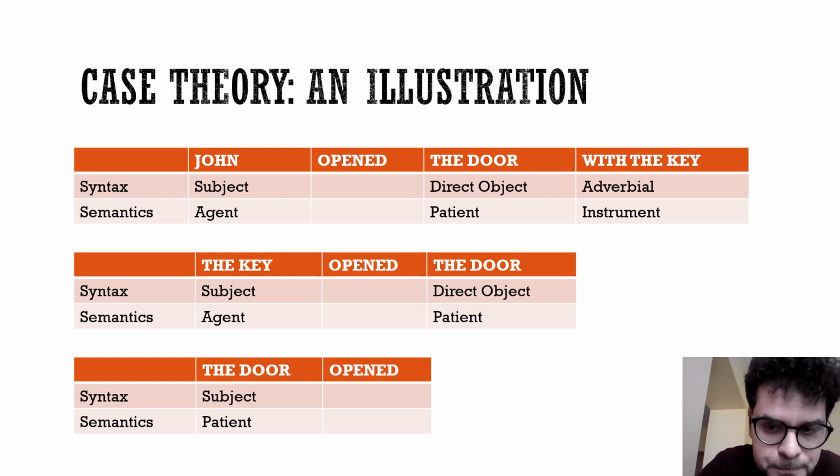Because, of course, if we say the key opens the door, the key becomes the subject, right? We agree on that. However, semantically, the key would never be the agent because it lacks the capacity to initiate an action. This is a semantic issue and rests on encyclopedic knowledge. Only a willful creature can open a door, so only John in this sentence could be the agent. The door would be the patient, the entity upon which this action is being carried out, and with the key would be the instrument. Okay.